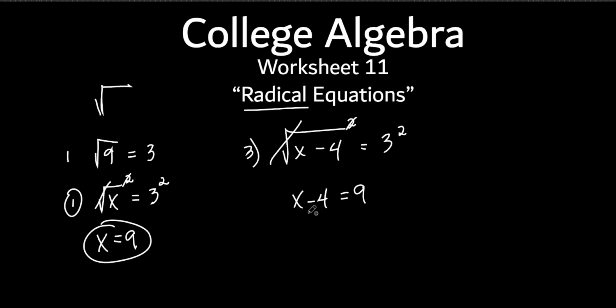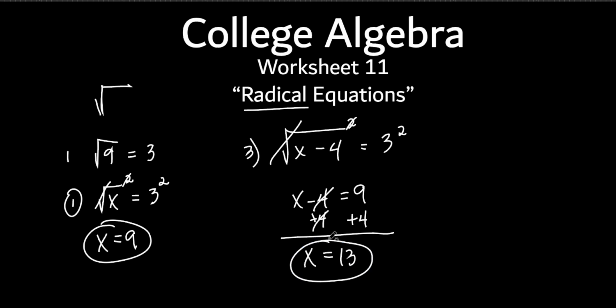So now we do one little simple step that we've talked about before. We have to get rid of this minus 4. How do we get rid of a minus 4? We do the opposite, which is adding a 4. So I come over here, and I do that to both sides. So that minus 4 plus 4 adds up to 0, which cancels out. And it's x equals 9 plus 4 is 13. So that should be the answer.